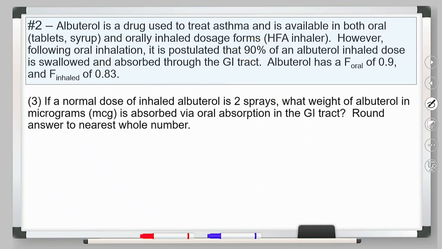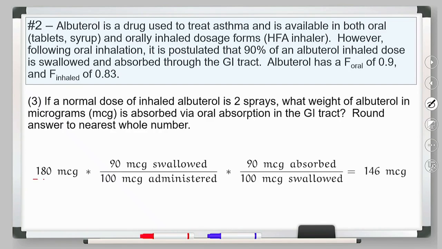Okay? So and again, for the sake of time, and since some of these calculations are very similar, I'll kind of work through those. The next question wants to know, okay, how much actually gets absorbed from the GI tract? So we'll start with the same original dose, the 2 puffs, the 180 micrograms is the same, but now we can use our 90% since I know that is the amount from the oral format through the GI tract. So I want 90% of the 180 micrograms to go into the stomach, and then again, my F value for the oral route is 0.9 or 90%. So 180 micrograms times 90% times 90% gives me 146 micrograms total.